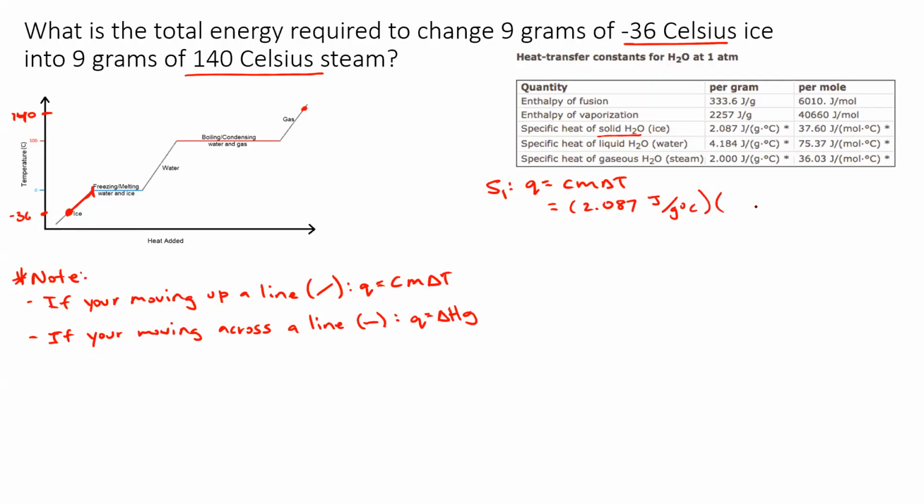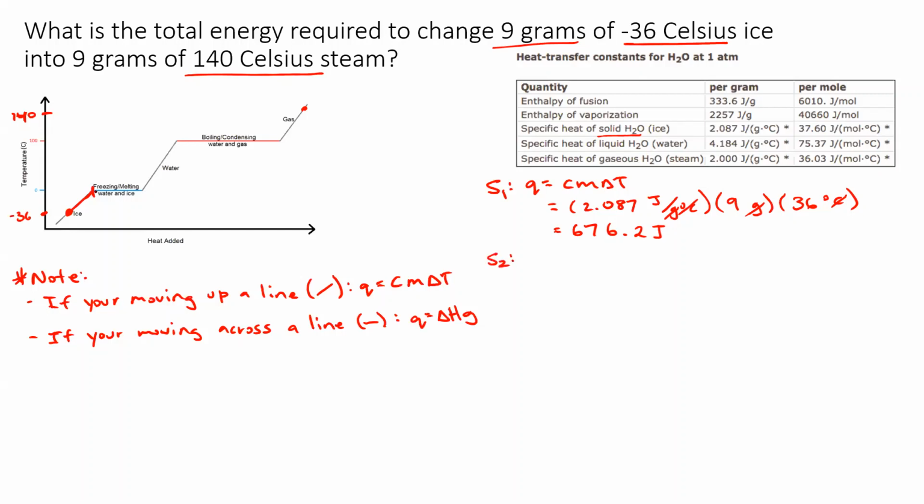Now, we want to cancel out our grams and degrees Celsius, so we need to use what? Our 9 grams. And then what's our change in temperature? Going from negative 36 to 0 means our change in temperature is 36 degrees Celsius. These will both cancel, and if you plug that into your calculator, you should get 676.2 joules.